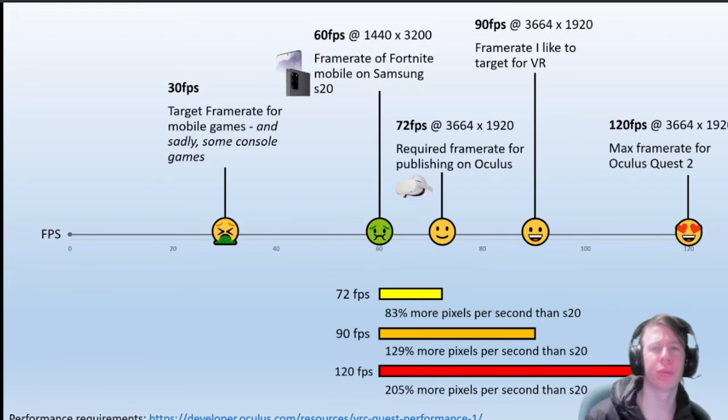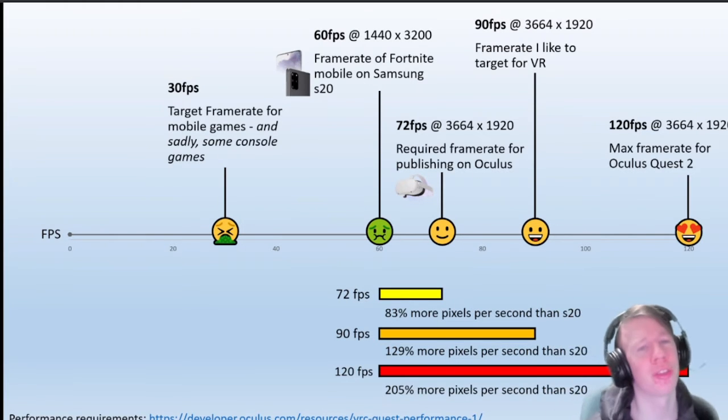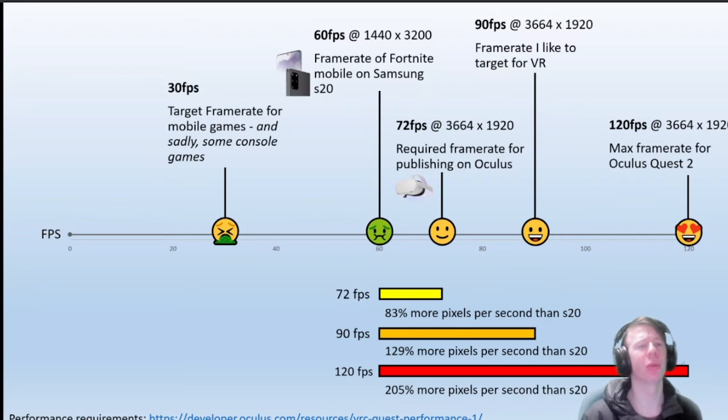So that brings you to what I'm going to call the main challenge of developing for mobile VR. If you see up here, we've got Fortnite running on a Samsung Galaxy S20. There are much more pixels on the Oculus Quest in comparison. So even to run at what I call the minimum frame rate for VR, which is required for publishing, it's already 83% more pixels per second.